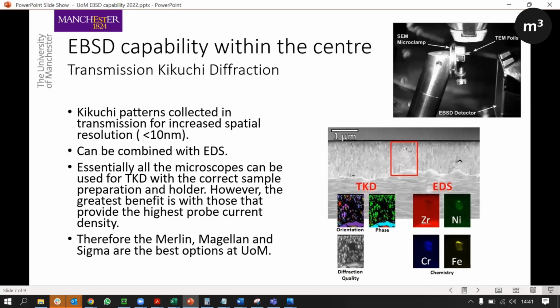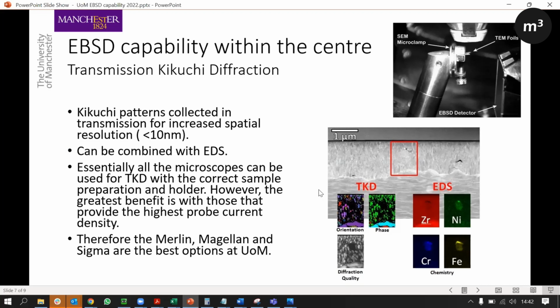TKD, as Ali was saying, we can do this for increased spatial resolution and can be combined with EDS. He showed a much nicer example of this than me, but my one does have some EDS on there. So you can see that we were getting some EDS resolution in the kind of tens to hundreds of nanometers, which normally you would not get in an SEM at 30 kV.